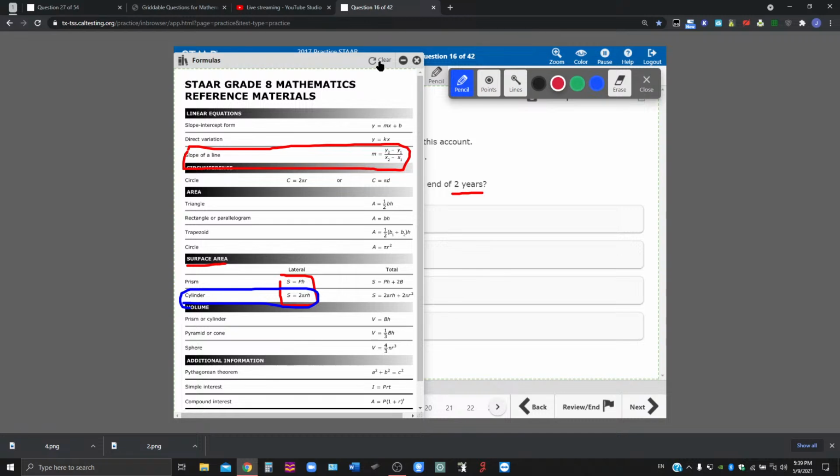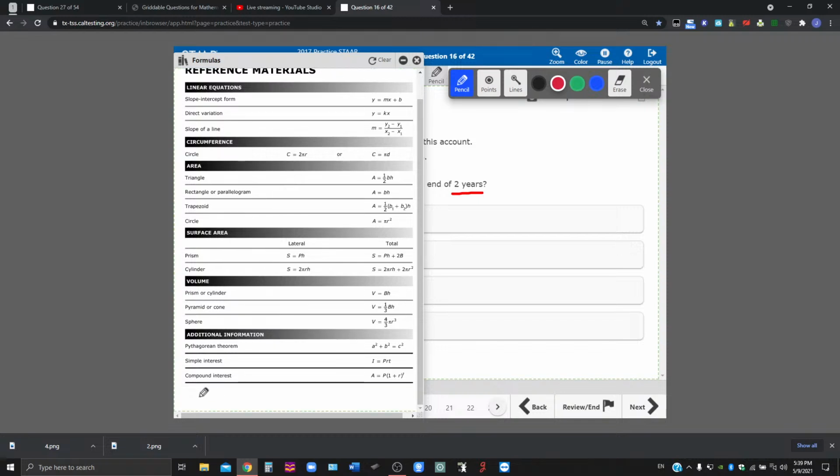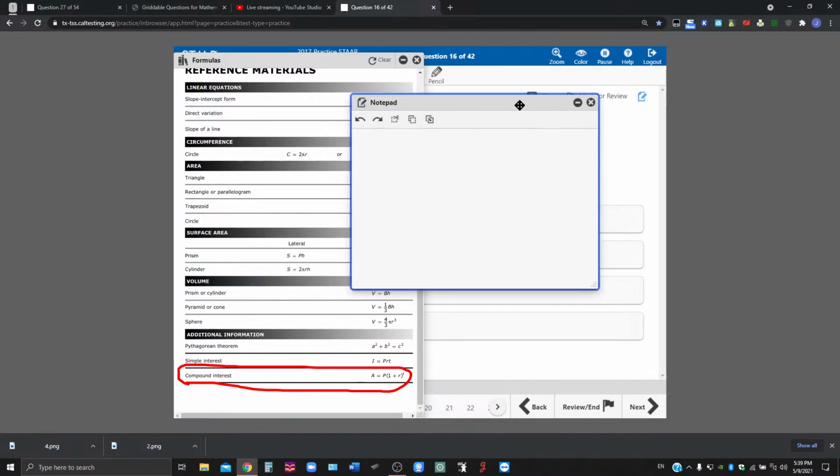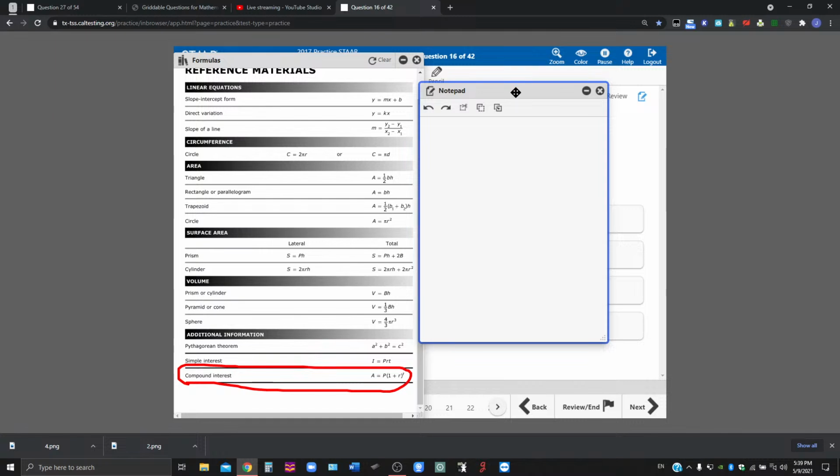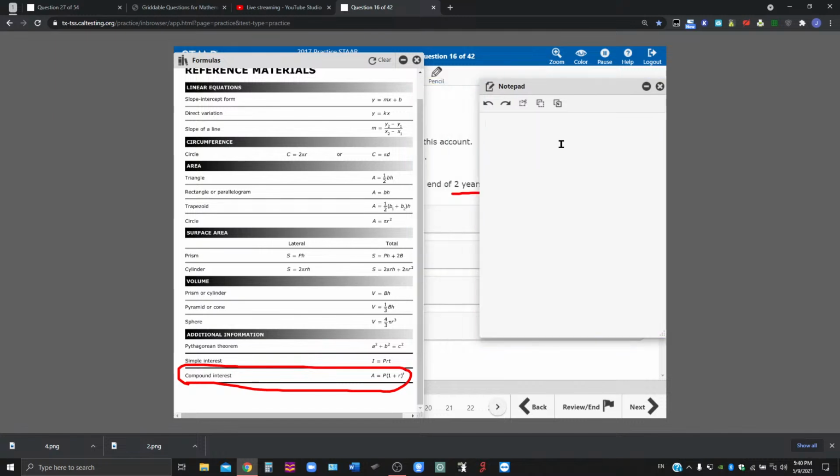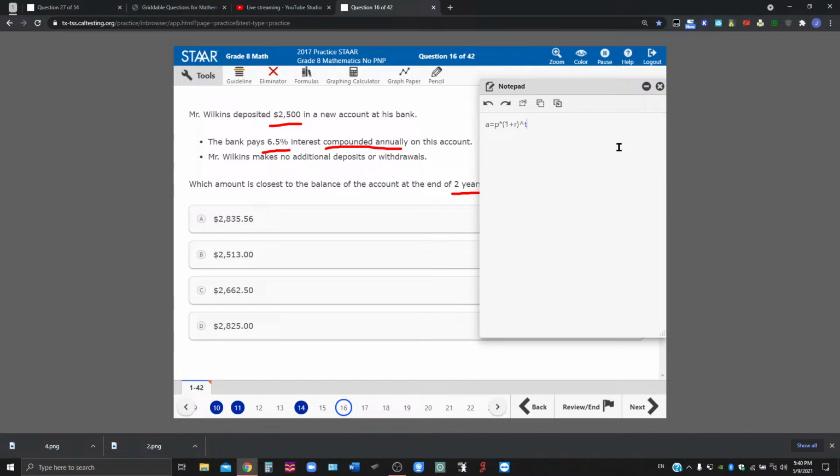Let's clear our previous markings. Let's find out what the formula for compound interest is. You can find it at the bottom. And here it is. Let's copy it down in our notepad. A equals P times (1 plus R) to the power of T, right? That's our formula. Just copy that.